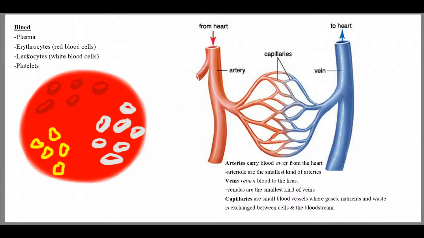Blood vessels includes arteries, capillaries, and veins. And as I discussed earlier, arteries carry blood away from the heart. Arterioles are the smallest kind of arteries. Veins return blood to the heart, and venules are the smallest kind of veins. And these capillaries right here are small blood vessels where gases, nutrients, and waste is exchanged between the cells and the bloodstream.